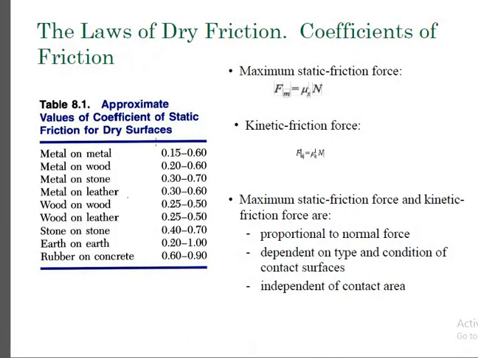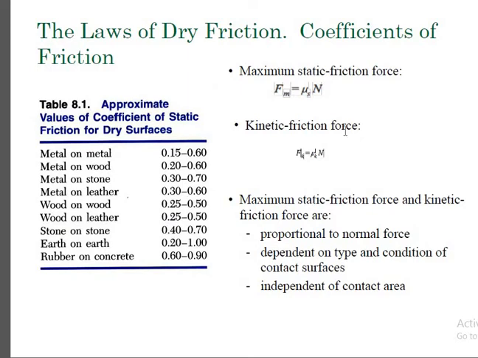These are some different values of coefficient of friction for dry surfaces, like metal on metal, metal on wood, metal on stone, metal on leather, wood on wood, wood on leather, stone on stone, earth on earth, rubber on concrete. These are typical values that have been measured experimentally, and they are found in these ranges. The highest is rubber on concrete, 0.6 to 0.9. Earth on earth also has a value of 0.2 to 1, but the average value is higher for rubber on concrete.